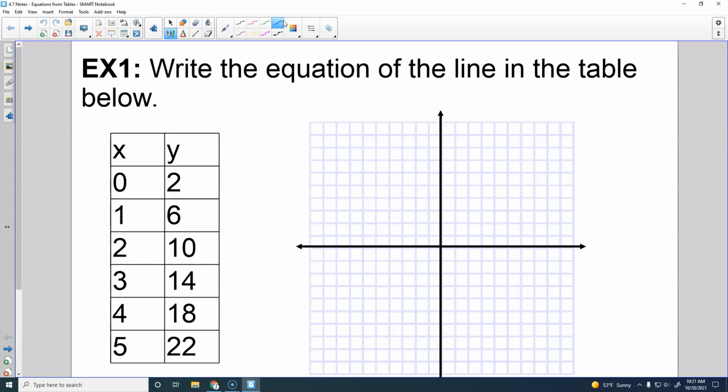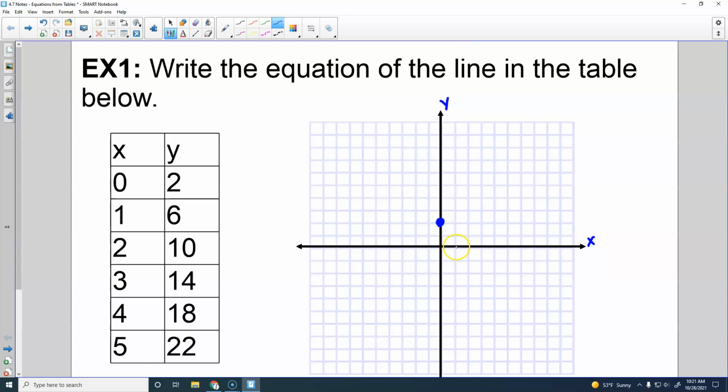So the first thing we're going to do is just plot these points right here. 0, 2, we're going to plot that point. We go over 0 and up 2. So x-axis is here, y-axis is here. So we go on the x-axis, we don't go anywhere because we got a 0, and then on the y-axis we go up 2.